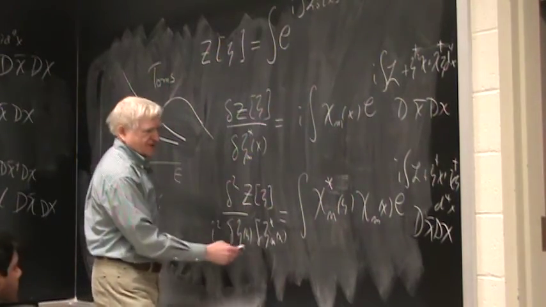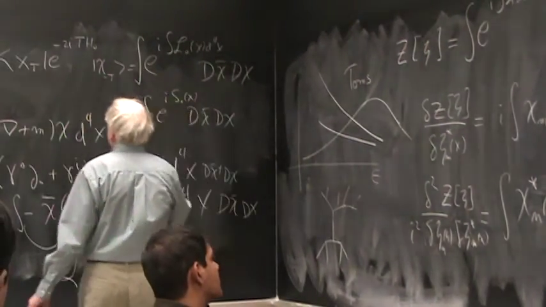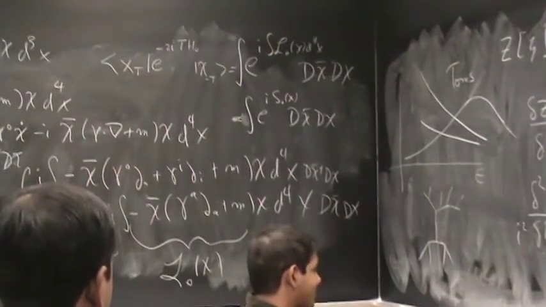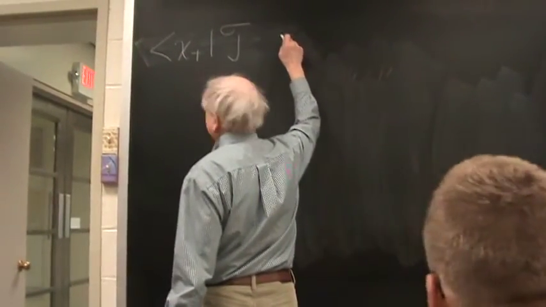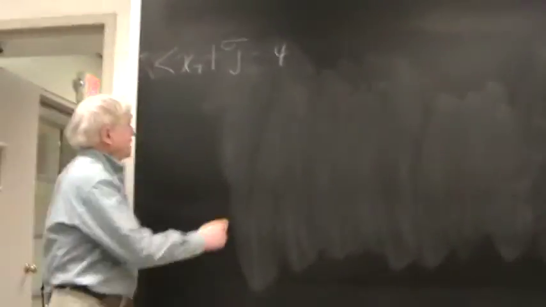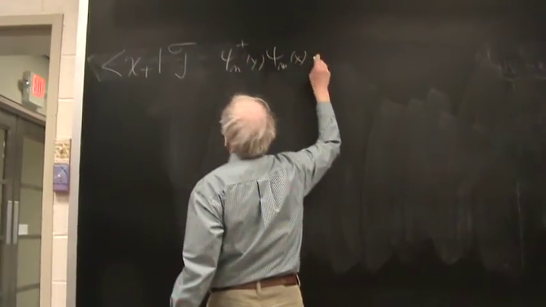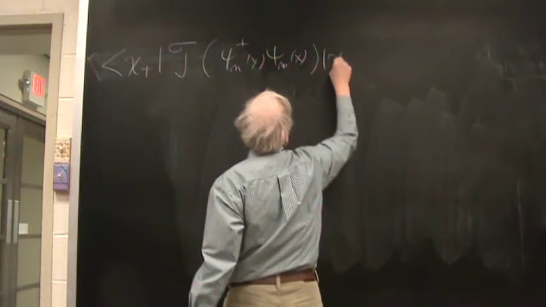Anyway, so this second derivative is going to give us this. On the other hand, if we put in the actual fields here and did a time-ordered product of these fields, then in other words, we had something like the time-ordered product of, and I don't want chi, I want psi. So let's see, what did I have over here? Psi n dagger of y, I think, psi n of x, and so this whole thing is the time-ordered product.